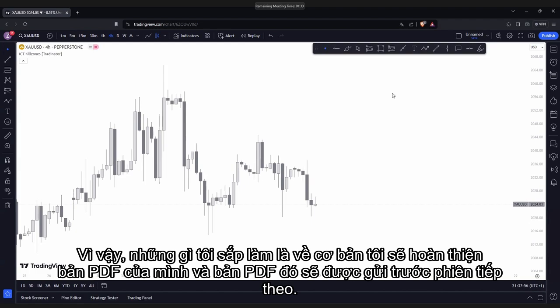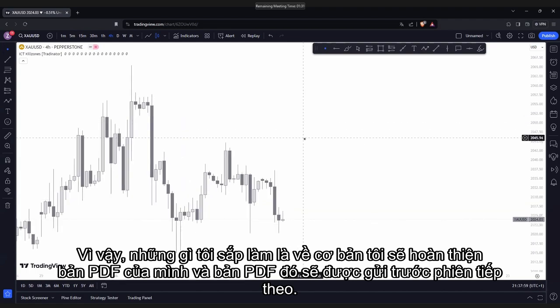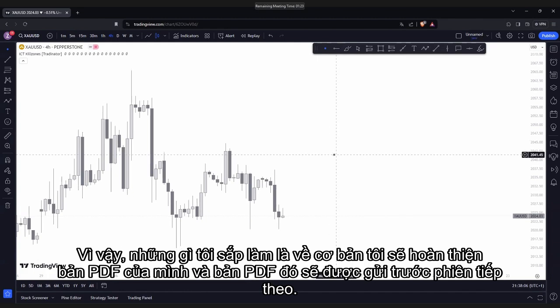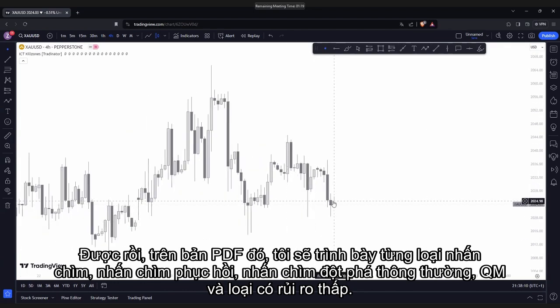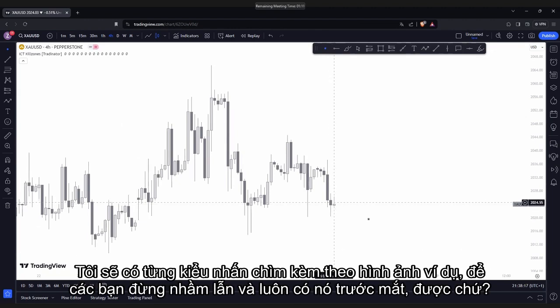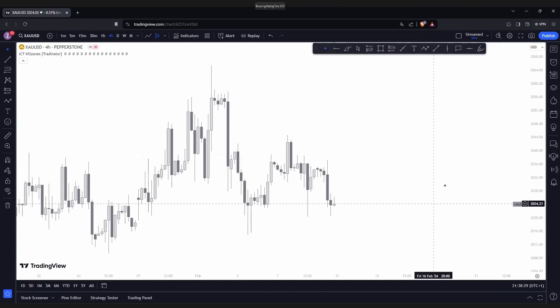Okay, so what I'm going to be doing is finishing up my PDF, and that PDF is going to be sent before the next session. On that PDF I'm going to have every single type of engulf: the rally engulf, the normal breakout engulf, the QM, and the low risk one. I'm going to have every single type of engulf with an image of the example, so you guys do not get confused and always have it in front of your eyes. Okay.